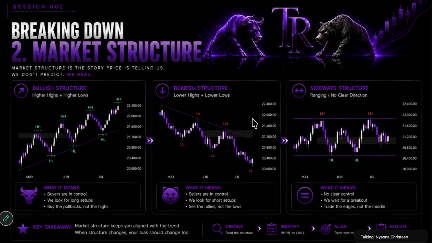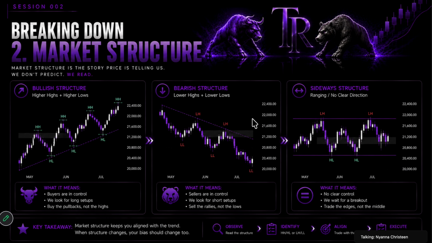Now, going over market structure. When it comes to market structure, it's basically telling us the story between the buyers and the sellers. This is where I say, this is what's happening, the sellers are doing XYZ, the buyers are doing this. This is where I get that story when I'm looking at the market structure.